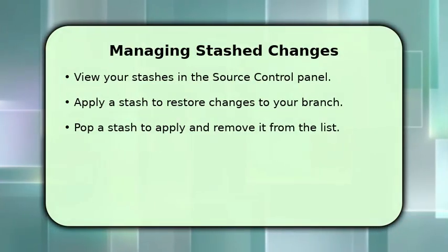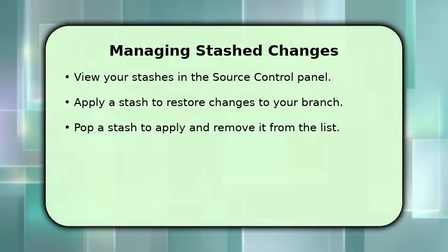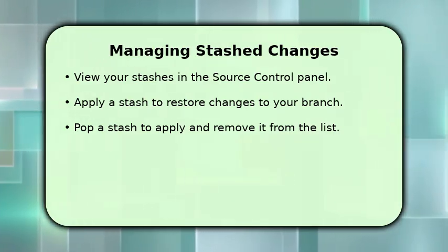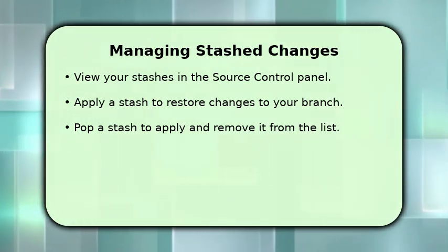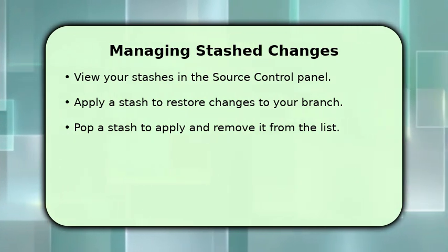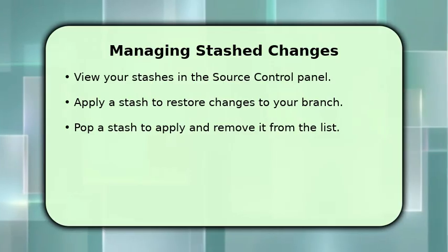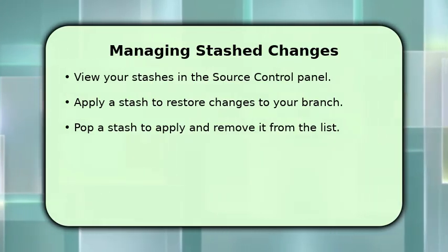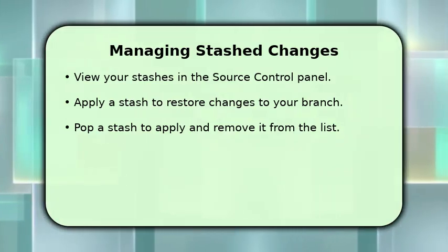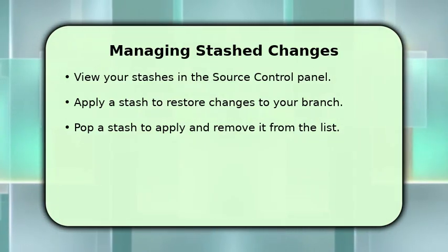Once you've stashed changes, you can easily manage them. Your stashes are visible in the Source Control panel, usually under a Stashes section. You can choose to apply a stash, which brings the changes back to your working directory while keeping the stash available. Alternatively, Pop applies the changes and then removes the stash from your list. You can also simply delete any stashes you no longer require.